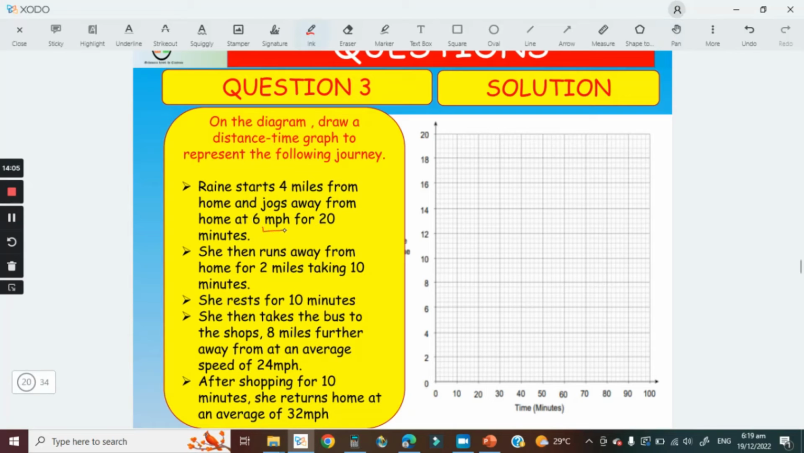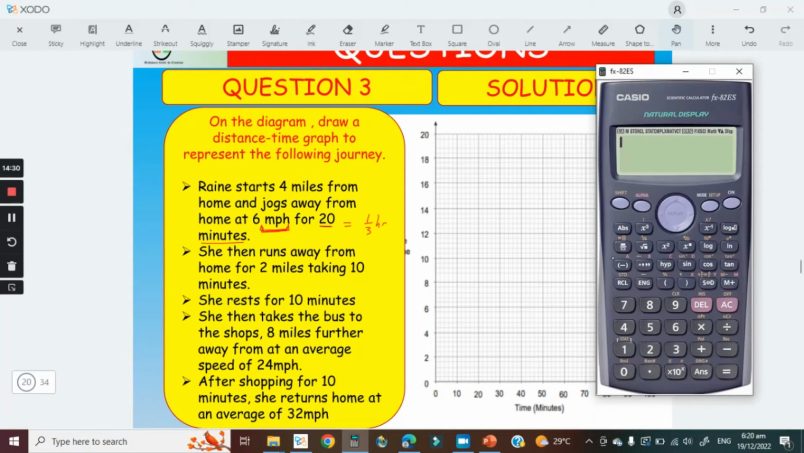Now 6 miles per hour, right? First thing is she's going at 6 miles per hour for 20 minutes. So what was her distance? You have to first remember that 20 minutes is equal to 1/3 of an hour. Right? 20 minutes is 1/3 of an hour. And then now you can say, but remember, speed is distance divided by time.